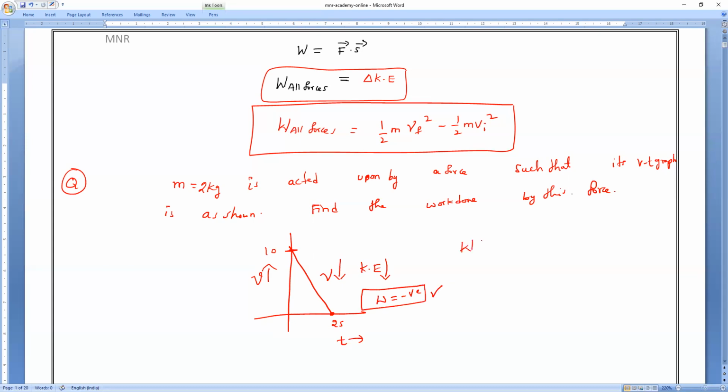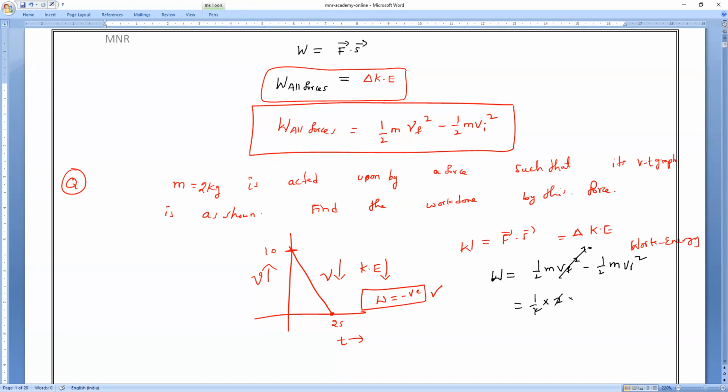We know the work done formula is force into displacement, which is equal to the change in kinetic energy by the work energy theorem. The total work done on the body is equal to the change in kinetic energy. So if you apply that, work done is equal to half m final velocity square minus half m initial velocity square. As final velocity becomes 0, this whole term becomes what?